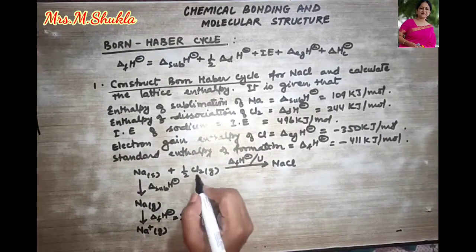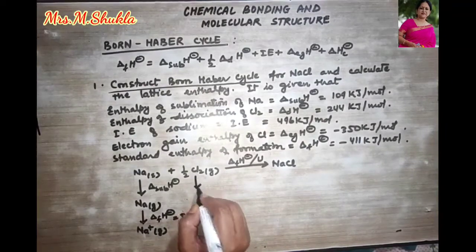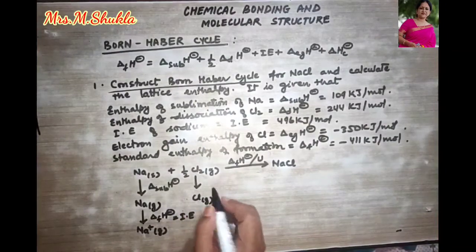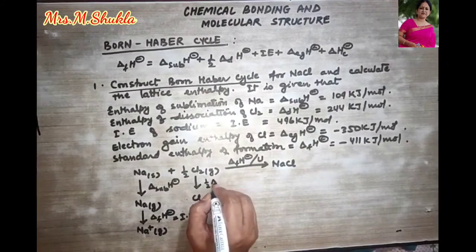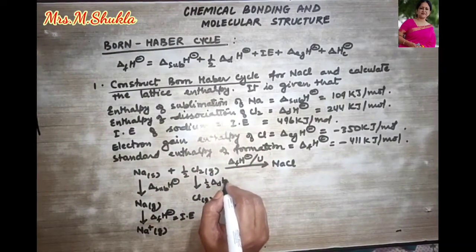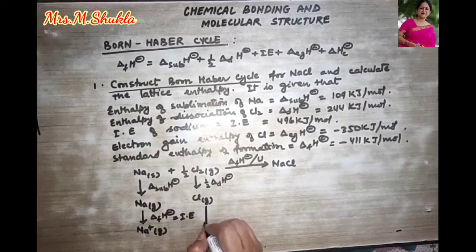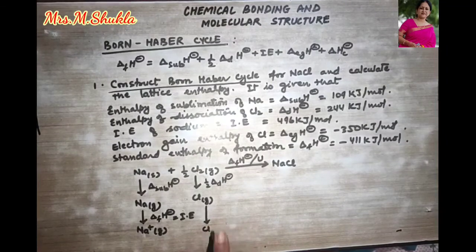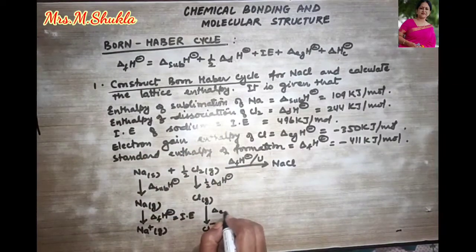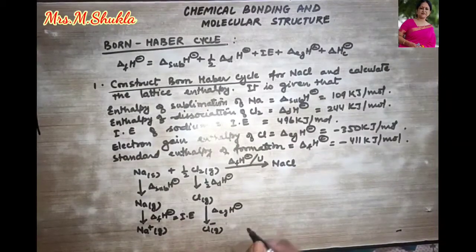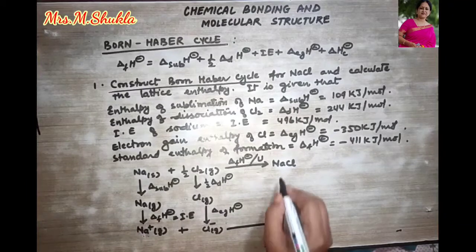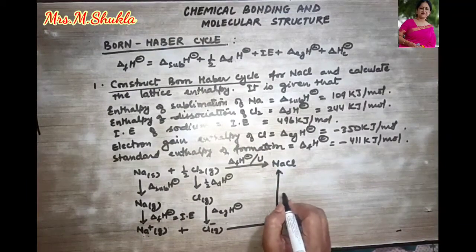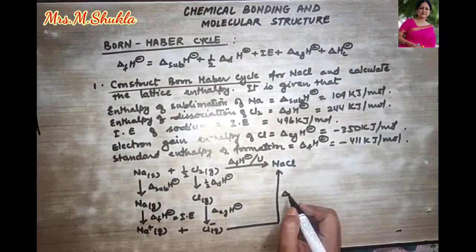Okay. Then let's look at chlorine. Chlorine is going to convert to chlorine gas first. So here we are going to see the half enthalpy of dissociation. Then this gas converts to the chlorine ion, which is in its gaseous state. Here you will see the electron gain enthalpy, that is Eg. And these two ions combine, and they are going to give you NaCl, where we are going to observe the lattice formation enthalpy.